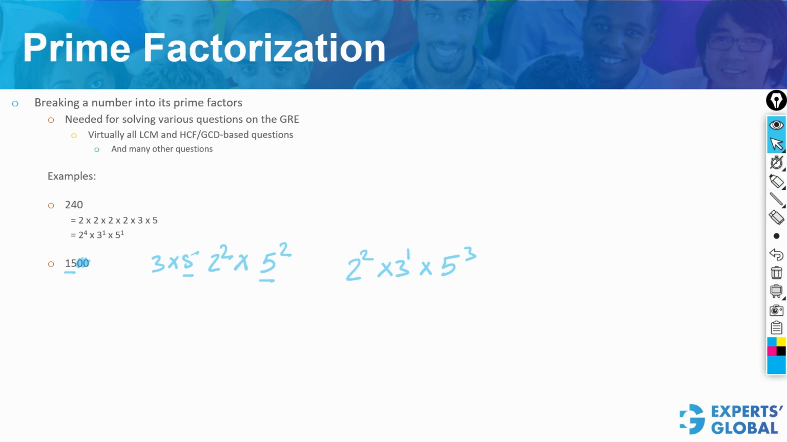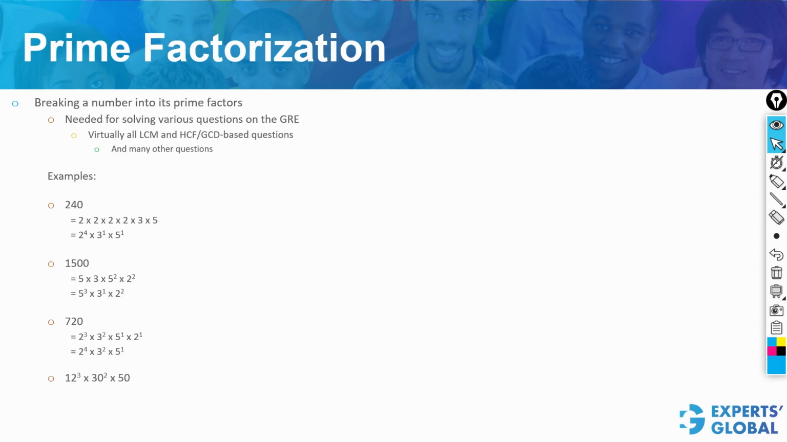Slightly more mathematically, 1500 breaks into these values. Combining the same prime bases, we get this prime factorization. Next example, 720. On breaking, this is what we get. On combining the same prime bases, this is the eventual prime factorization. Last example, we break each base into its prime factors. This is what we get.